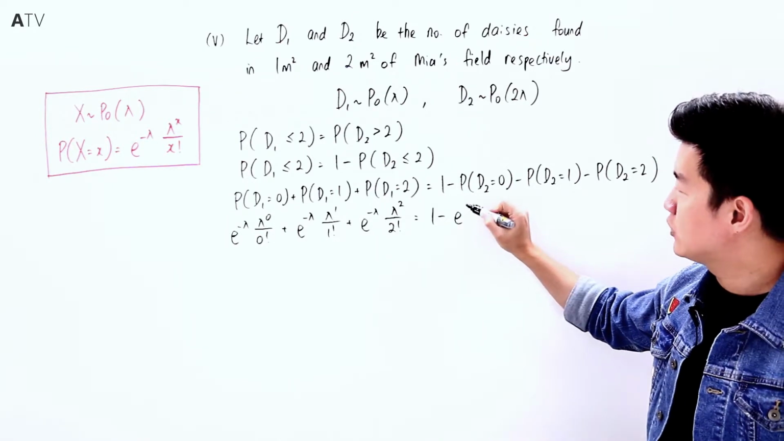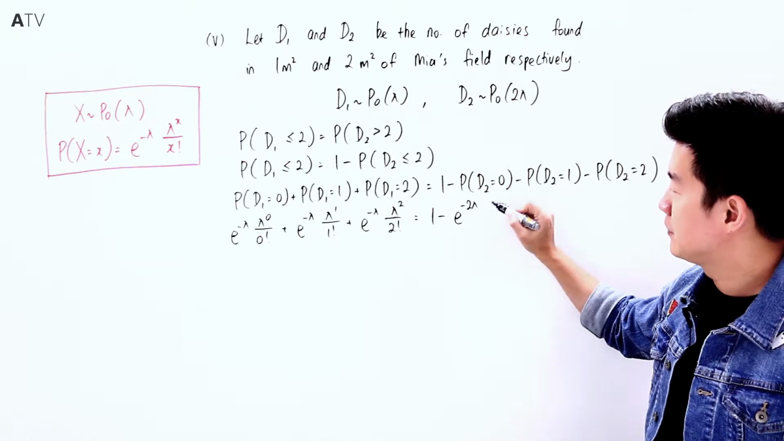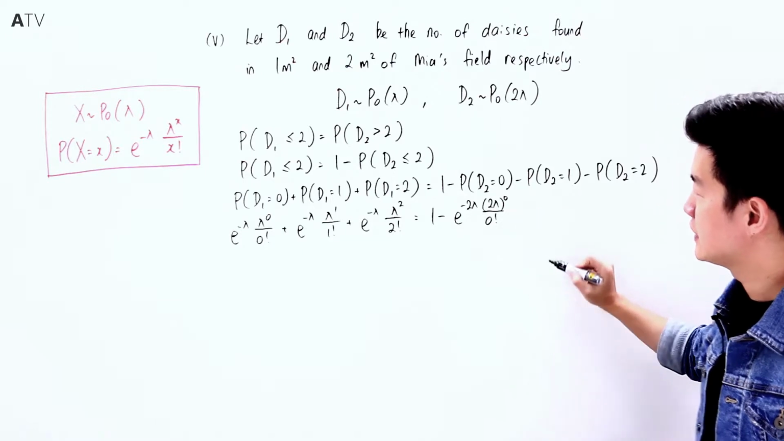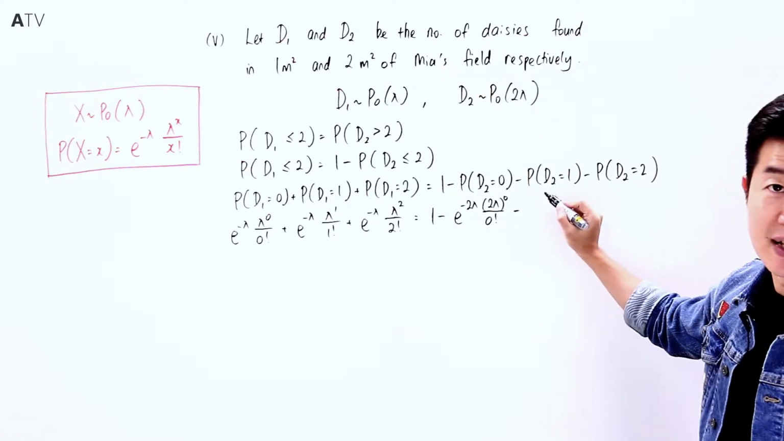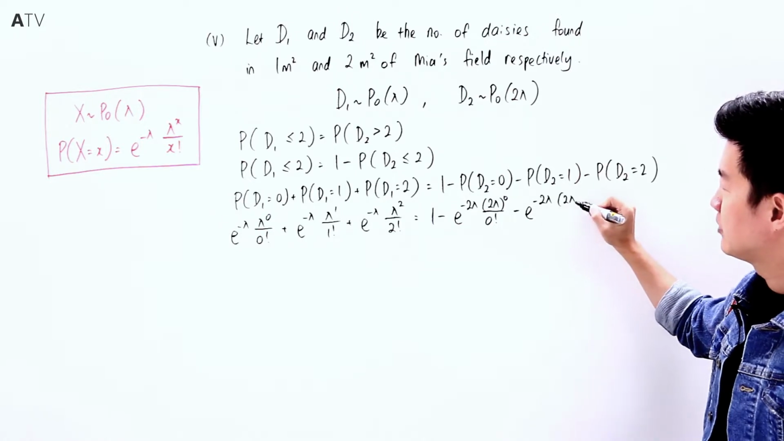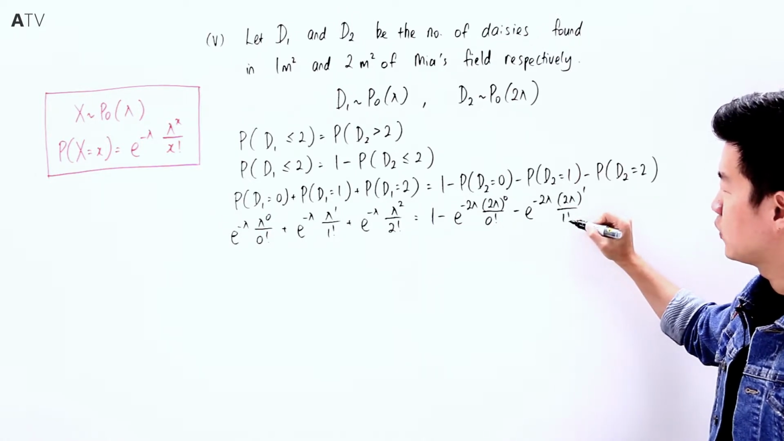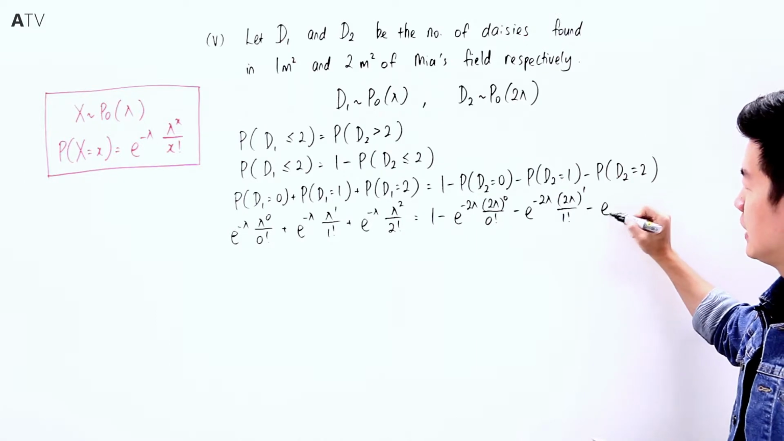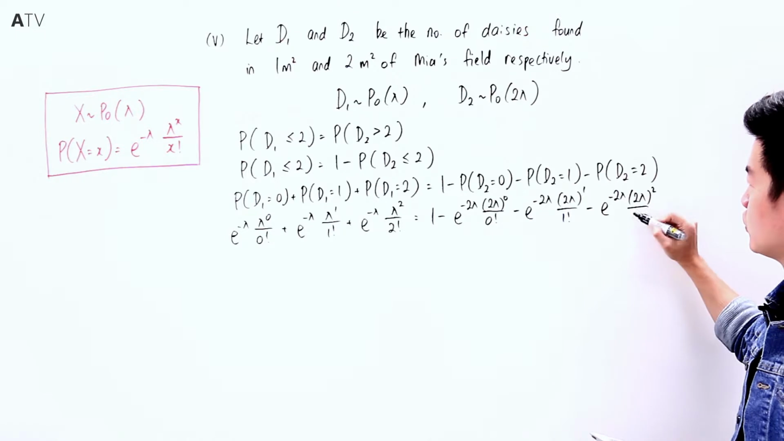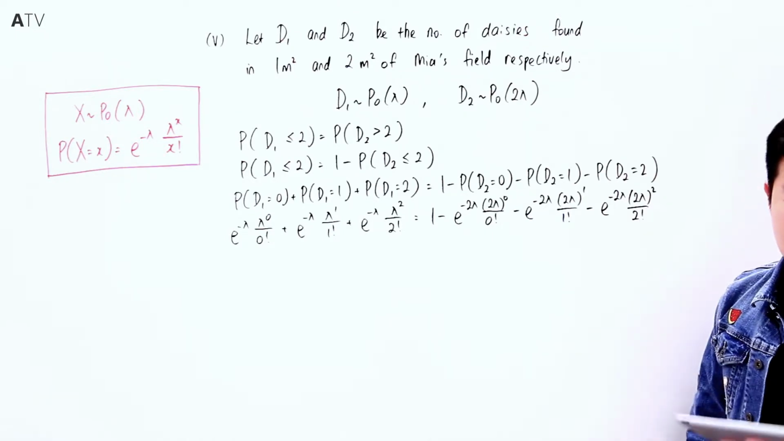It will be e to the power of minus 2 lambda, 2 lambda to the power of 0 divided by 0 factorial, minus this, e to the power of minus 2 lambda, 2 lambda to the power of 1 divided by 1 factorial, minus e to the power of minus 2 lambda, 2 lambda to the power of 2 divided by 2 factorial.